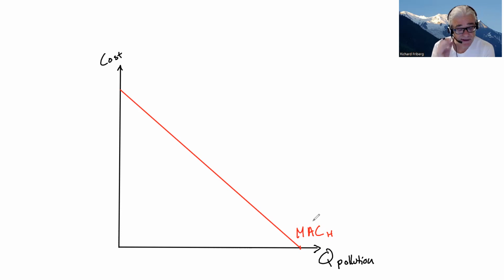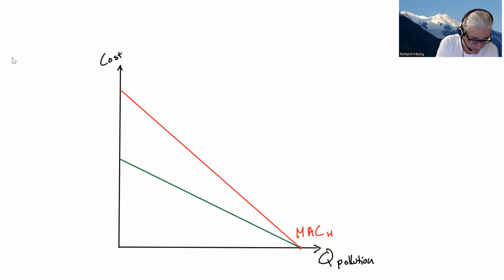So presume that this firm, for instance, has somewhat old technology that it uses to limit pollution. Then we have another firm, let's do that in green, that has a lower cost of limiting pollution. So we'll call that the marginal abatement cost low. For every amount of pollution that these firms emit, the cost of limiting pollution for the more efficient firm, the one with lower abatement cost, is lower than for the other.